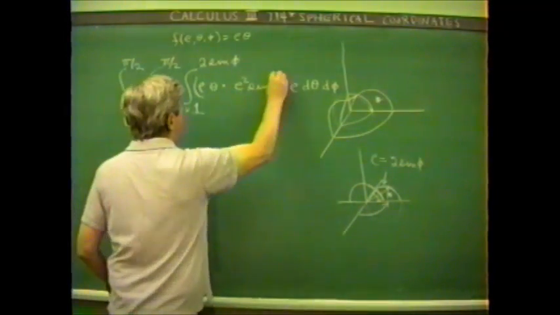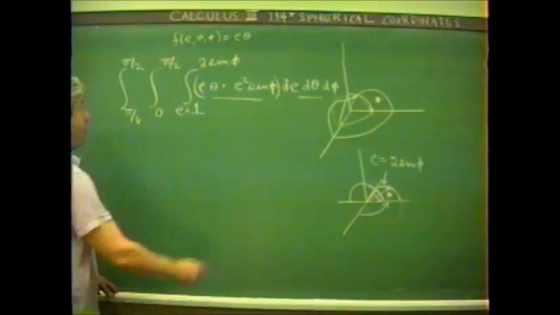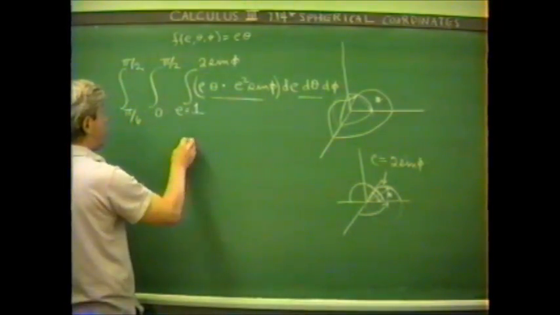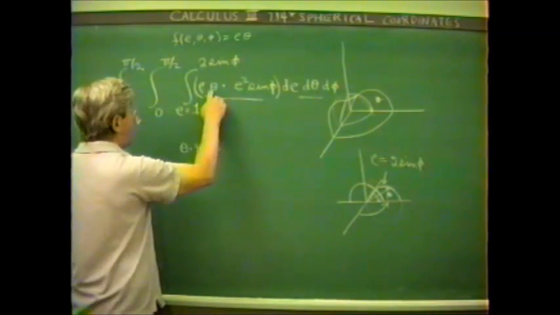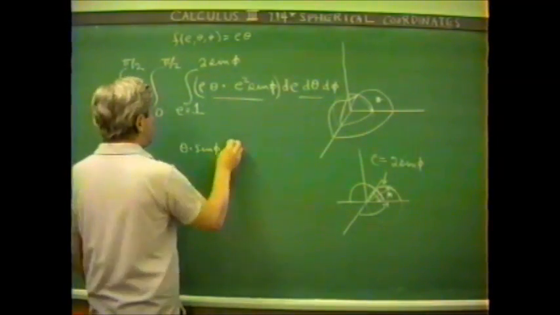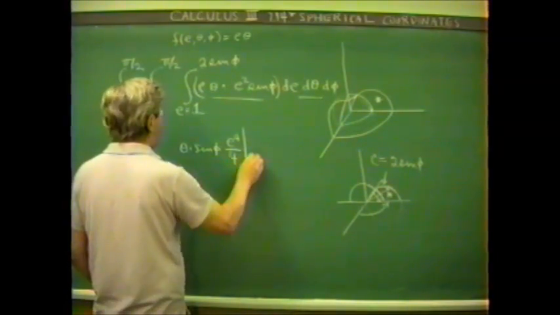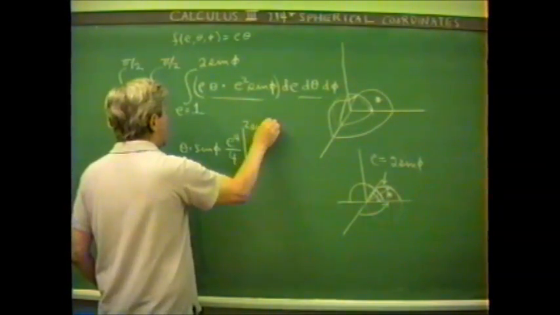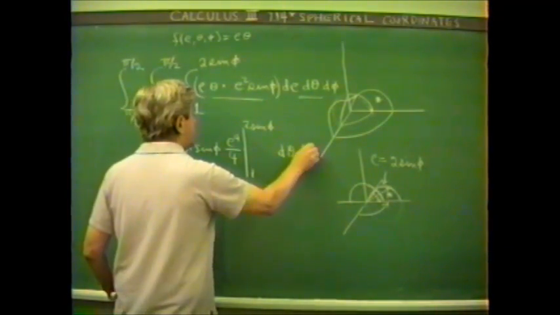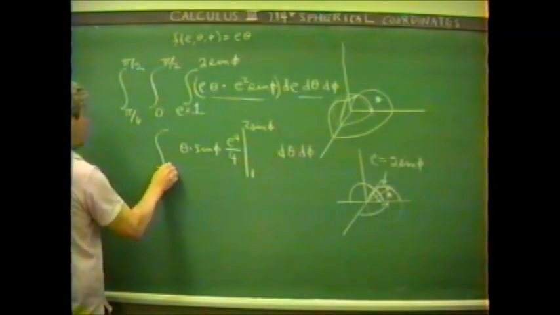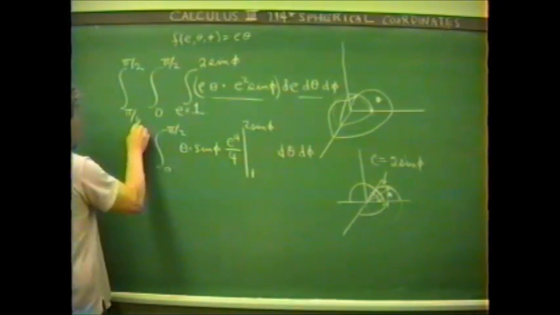Now we take this whole quantity right here. Now this is an ordinary integral. That's to say we integrate with respect to rho first here. We're going to have theta times sine phi. We've got rho cubed here, so we should have rho to the 4th over 4. We want to evaluate this from 1 to 2 sine phi, and then integrate with respect to theta and with respect to phi. From 0 to pi over 2, and from pi over 6 to pi over 2.